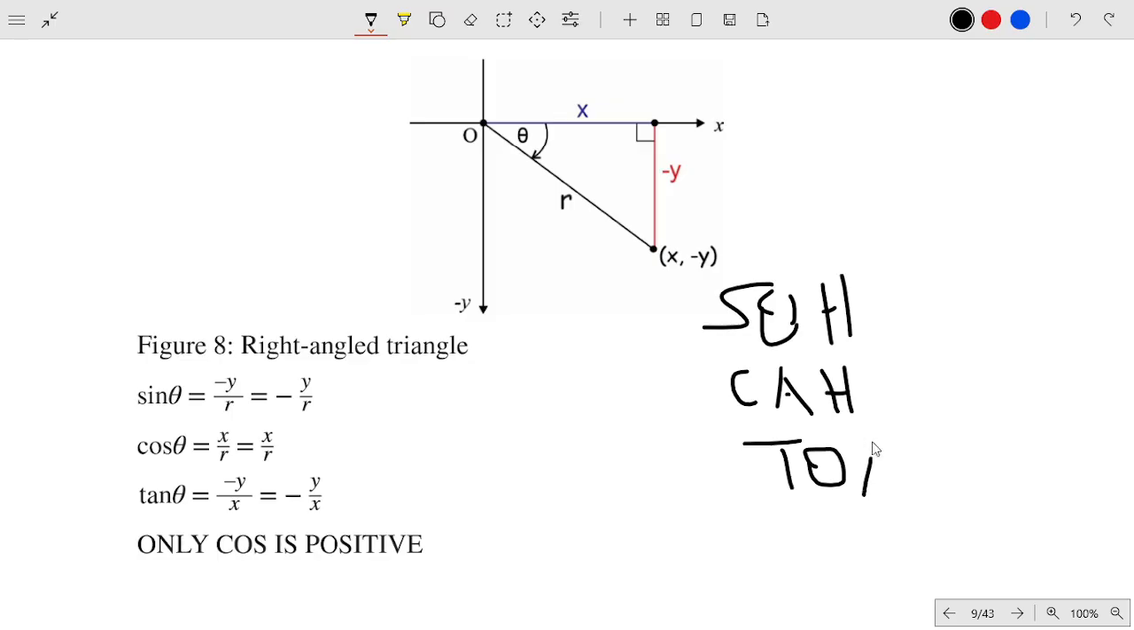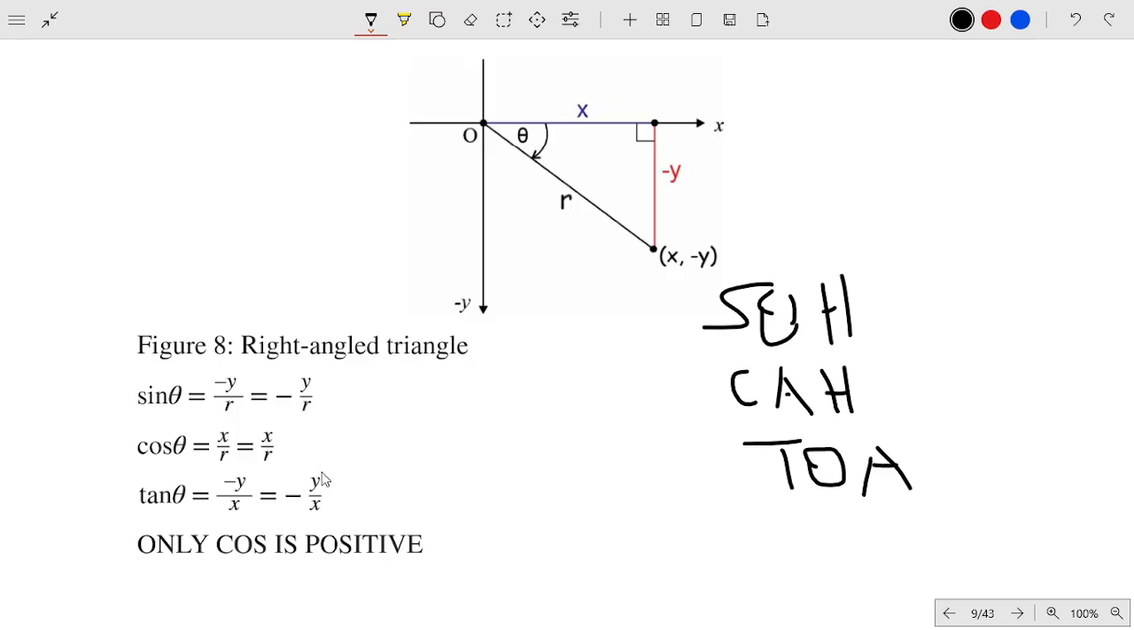All right, so let's go. We have the angle here, it is facing this side, so this is going to be the opposite. Then the adjacent is here, and we have the hypotenuse here. Sine is equal to opposite on hypotenuse, so we have negative y on R, which is definitely negative. So sine is negative in the fourth quadrant.